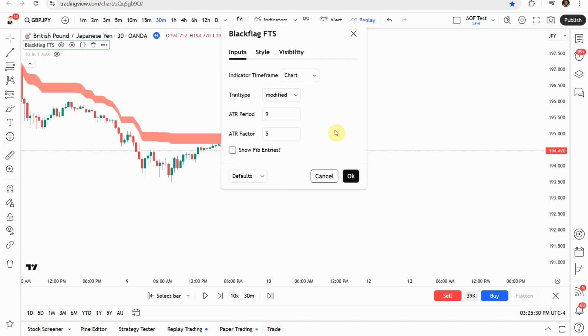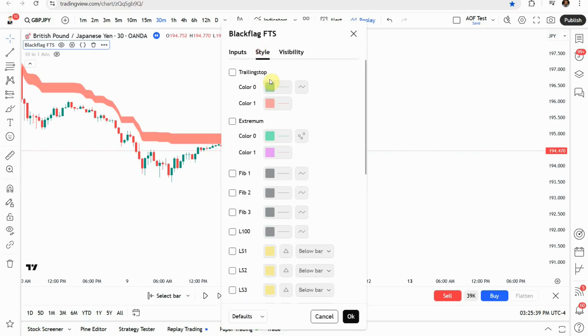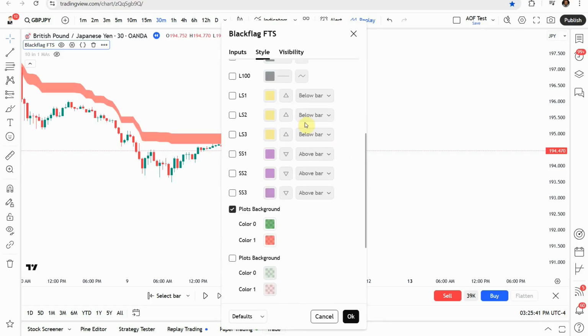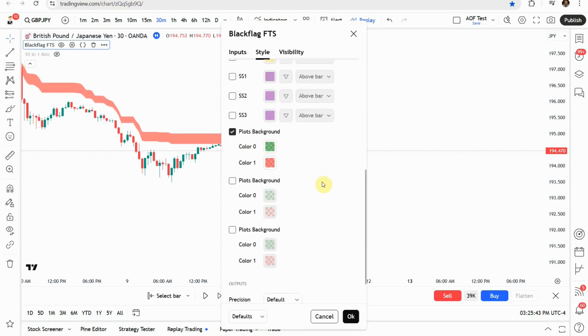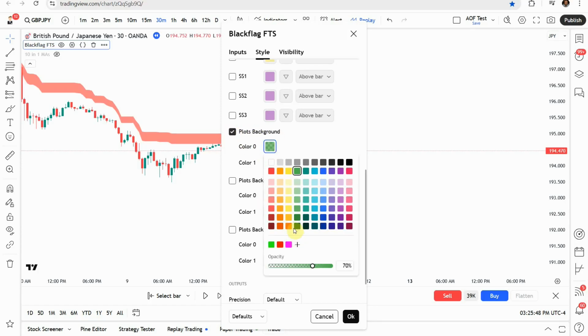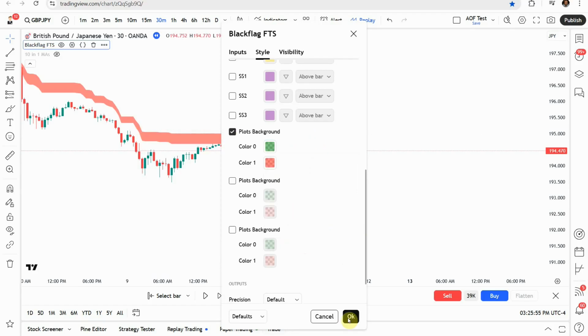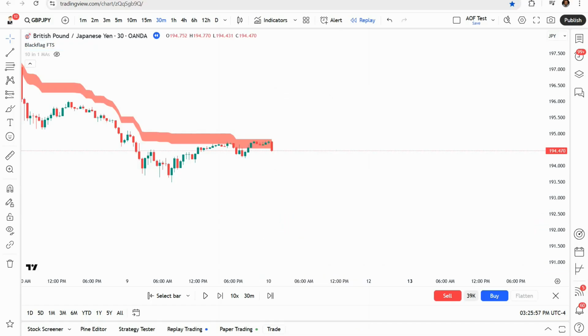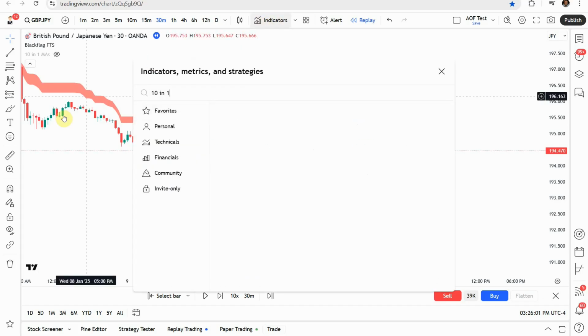And what we'll do is under the inputs, we are going to change the ATR period to 9, the ATR factor to 5. We're going to uncheck this show fibs entry. Jump into the styles. We're going to uncheck every selection in here except for this very first plots background, and then go in and bump up the opacity to, well, whatever you want. I did 70%, but you can make it however you wish. Then click OK.